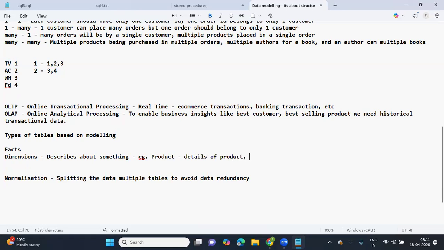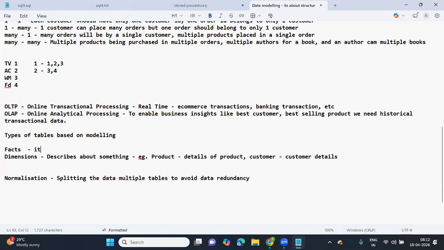Or if you're talking about the customer, it describes the customer. So customer ID, customer name, age, city, all of that. It describes the customer details. So basically, dimensions deal with the descriptive nature of the entities. Okay, describes something or describes the entities. Entities means tables.